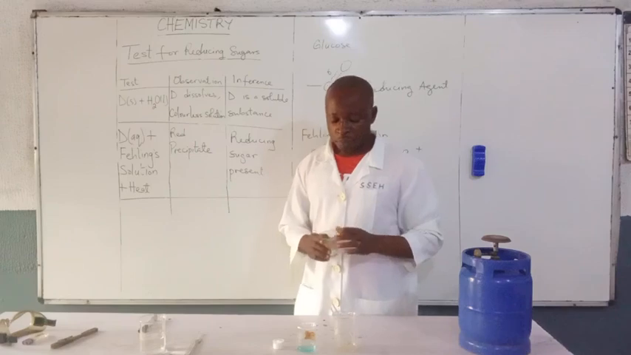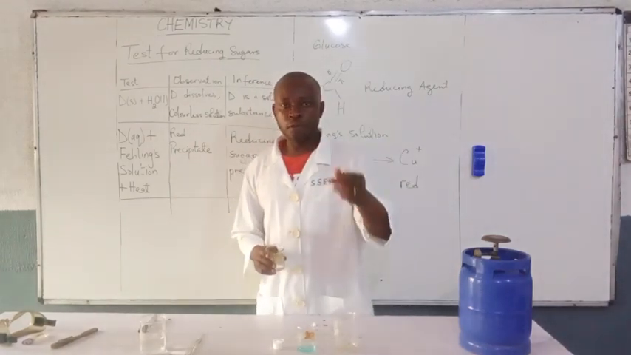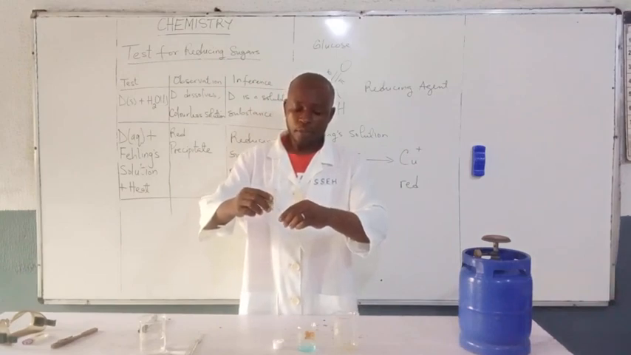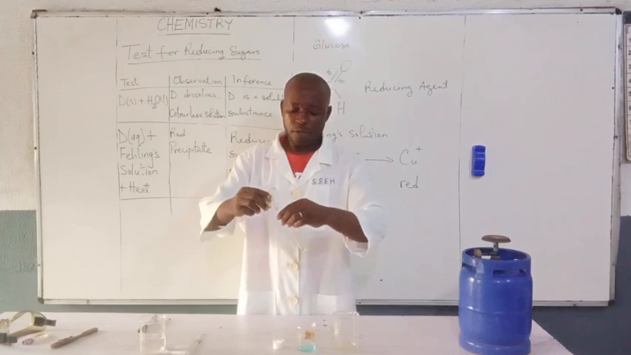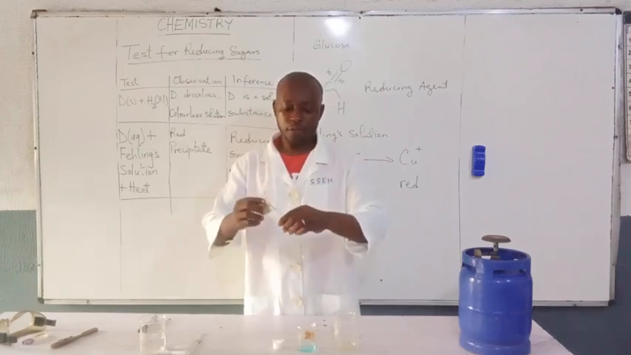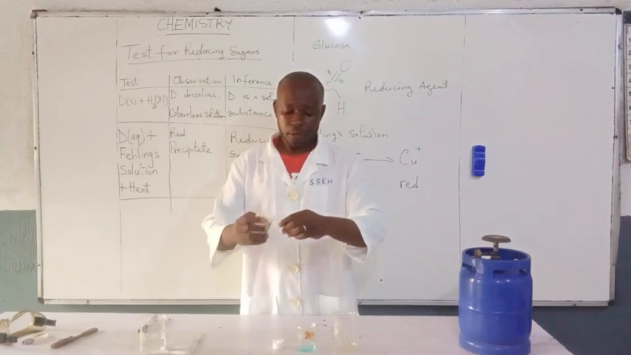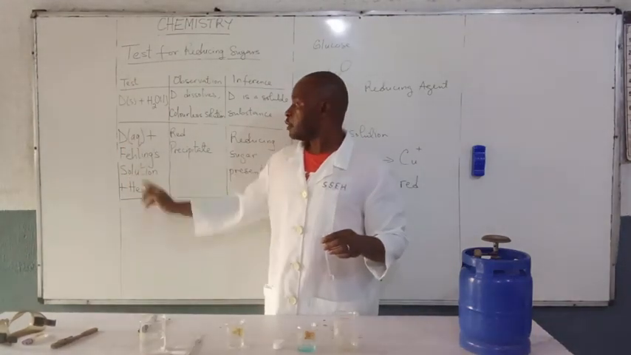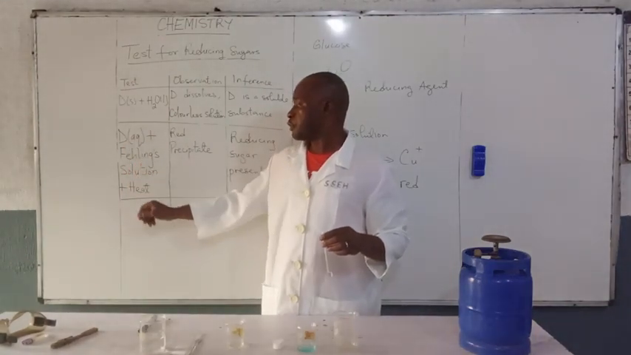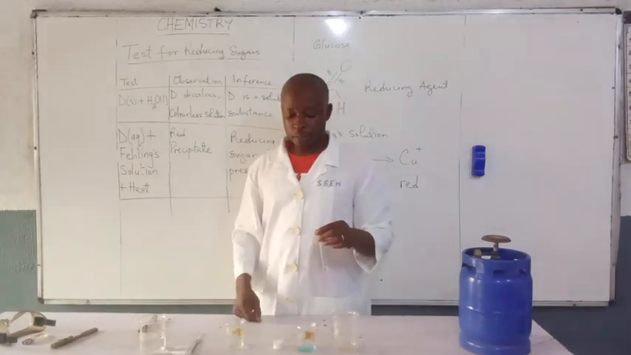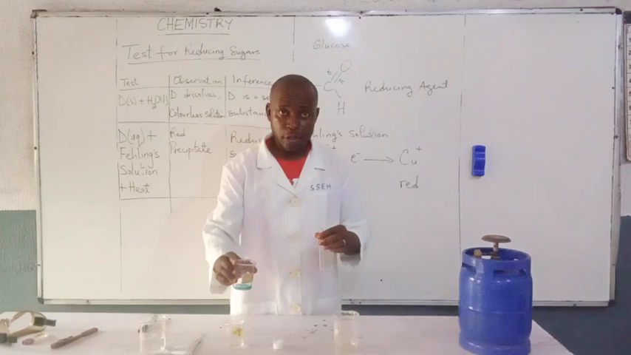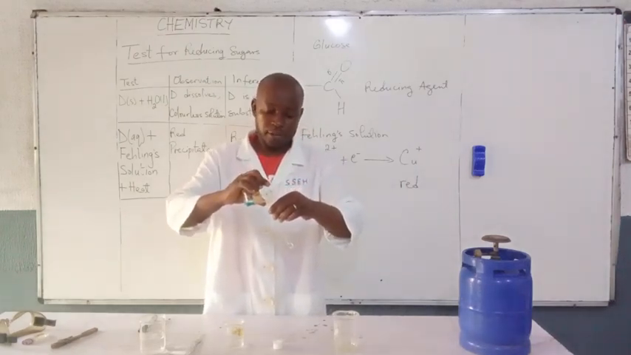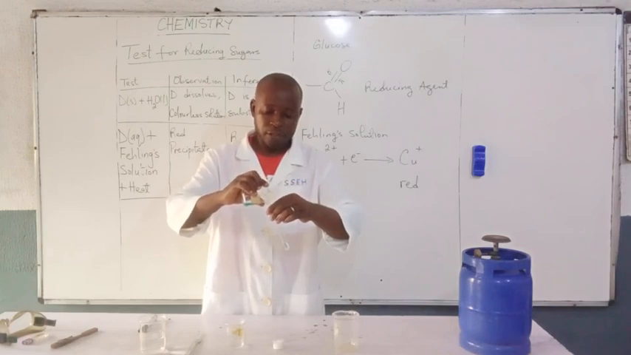We move on. This is our test tube. We take about 2 cm cubed of this solution. Then to it we add Fehling's solution. This is sample D in aqueous form. Then we heat. I already have my Fehling's solution here, which contains copper 2 ions in it. I'm going to add some Fehling's solution to this.